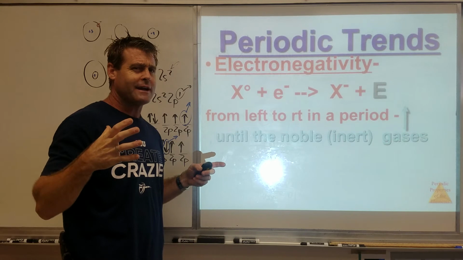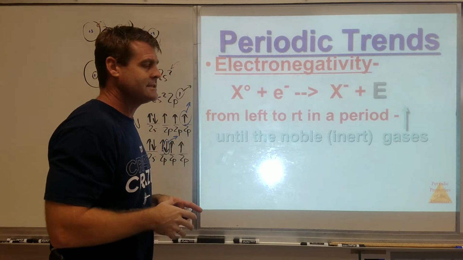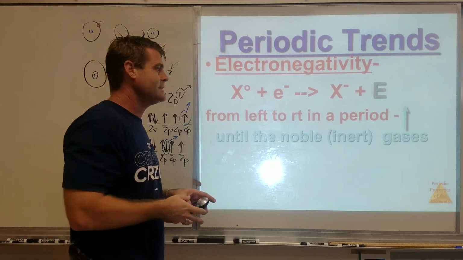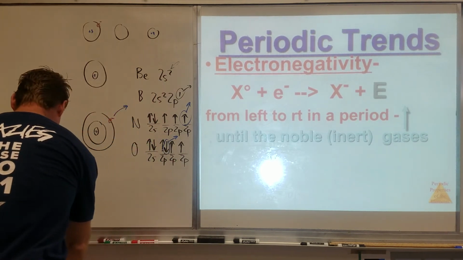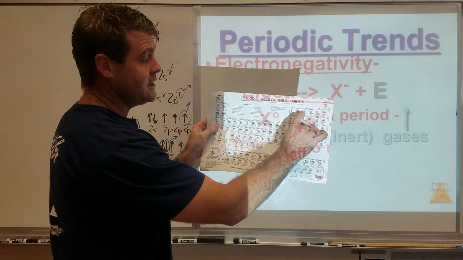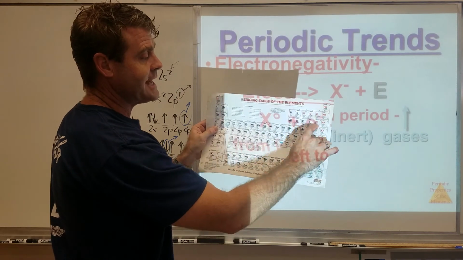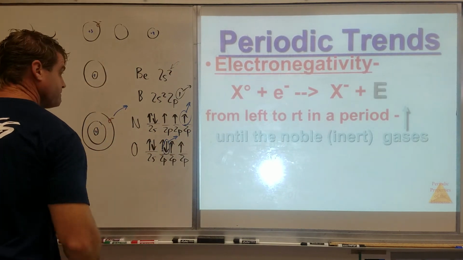Remember, they're already happy, content, stable. Their outer shell's already full. There's very little to no attraction for extra electrons. That explains why noble gases are pretty non-reactive. So until the noble gases, basically we're talking the halogens. In general, the electronegativity increases as you proceed to the right in the periodic table up until the halogens. You can imagine the halogens have very high electronegativities, right?